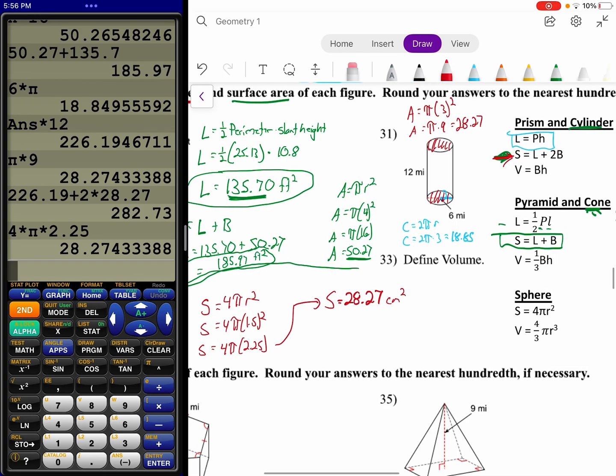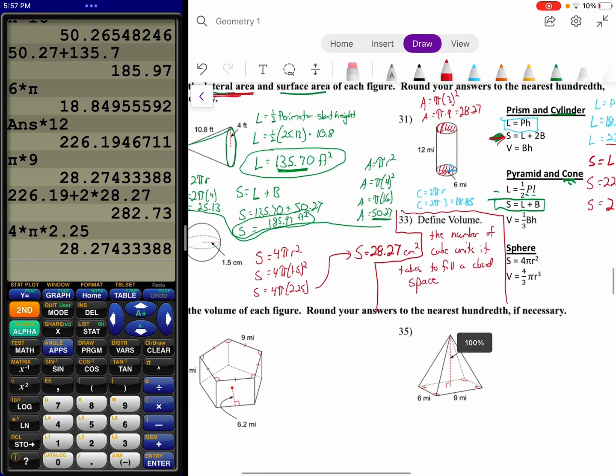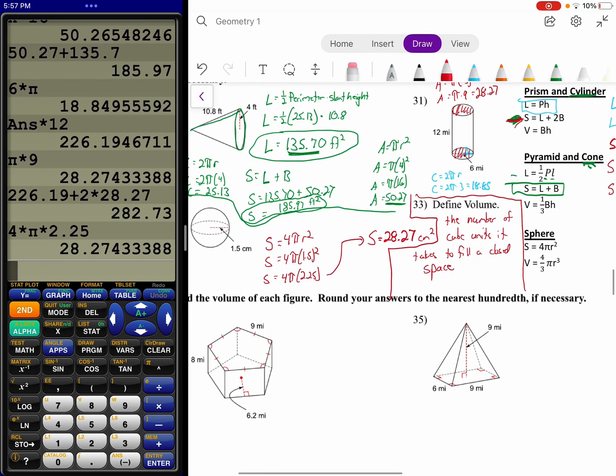Number 33 almost got lost in our work, but this is very important. Define volume. We defined area earlier. Volume is the number of cube units it takes to fill a closed space. So when we say it's closed space, that's 3-dimensional. Space is 3-dimensional. Before we talked about a region, which is just 2 dimensions. Still have our formulas above here on the top right of prism, cylinder, pyramid, cone, and sphere.